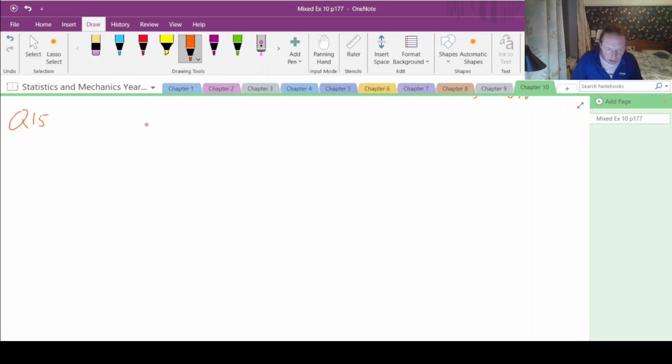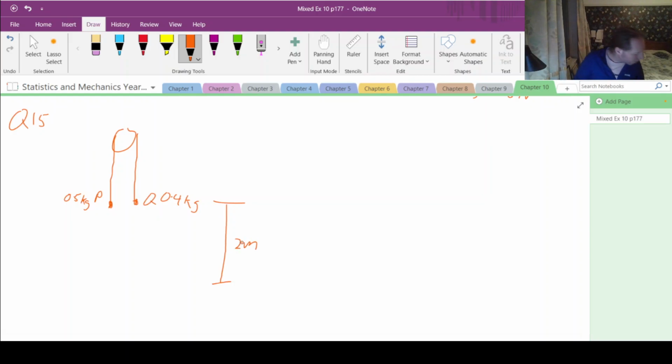Okay, so very similar to a previous question we've already had, but that's fine. So we've got P and we've got Q, and P and Q are 0.5 kilos and 0.4 kilos here, okay, and they are a distance of 2 meters above the ground. Okay, I think that's everything that we're told.